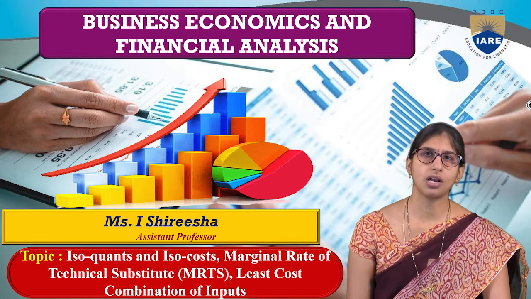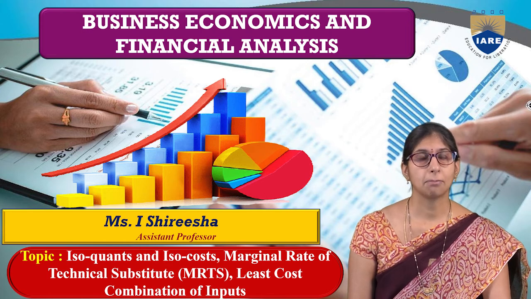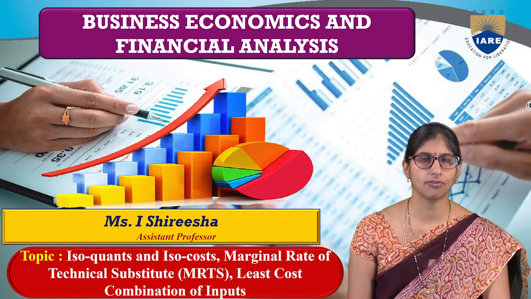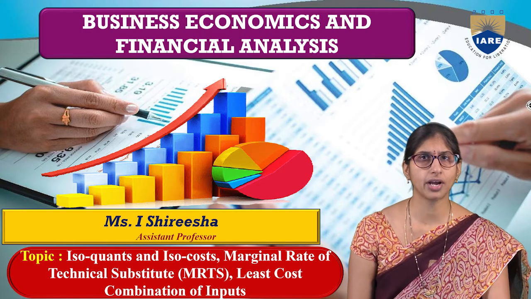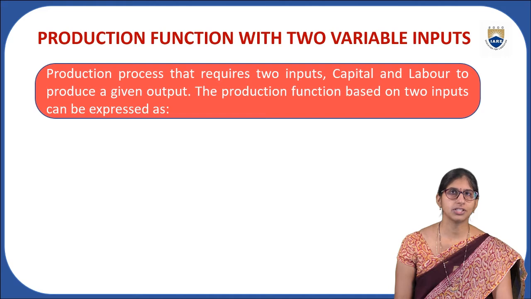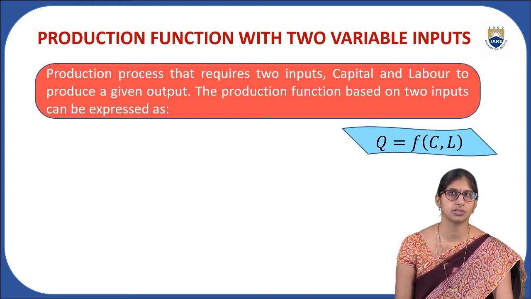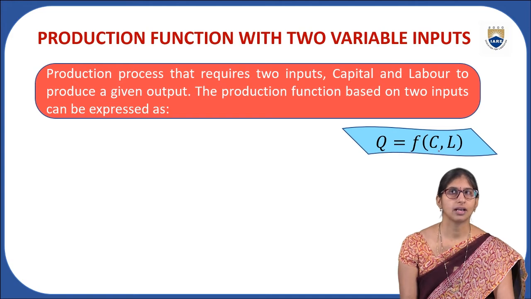Today's session is all about what is isoquant, isocost, marginal rate of technical substitution, which we call MRTS in short, and least cost combination of inputs. Coming to the production function with two variable inputs, we are considering capital and labor as the two variable inputs. The mathematical expression is Q is equal to F of capital, that is K, and L, that is labor. When we consider two factor inputs, capital and labor, we get isoquants.